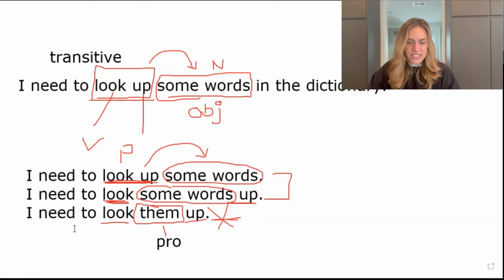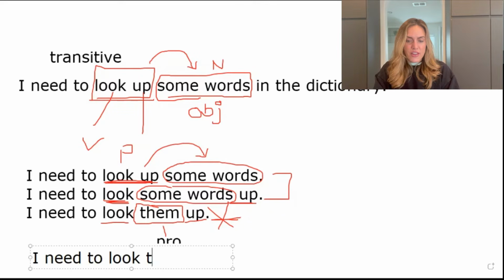I'm not allowed to say, I need to look up them. That's actually not grammatical, and I'll talk about that in another video. That doesn't work, okay? When we turn an object that comes after a phrasal verb into a pronoun, we can't actually leave it at the end. We have to separate the phrasal verb.